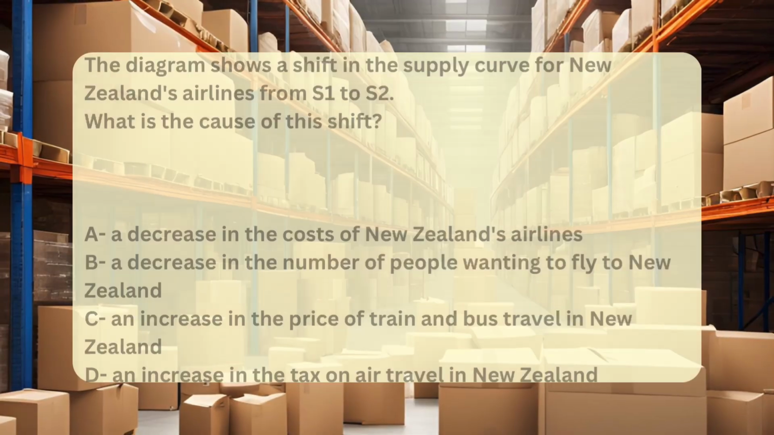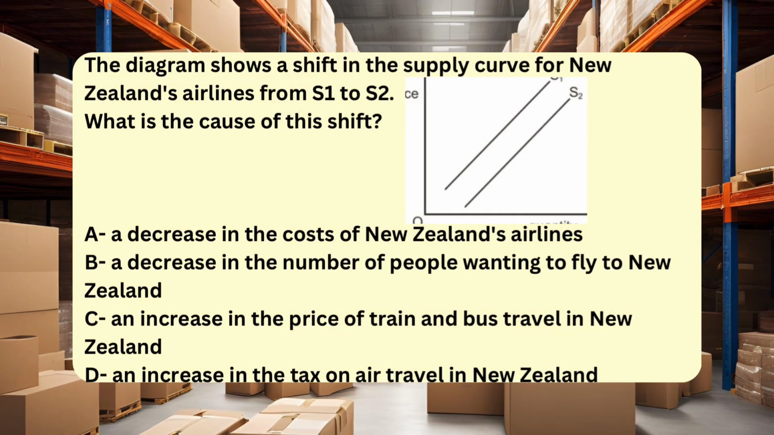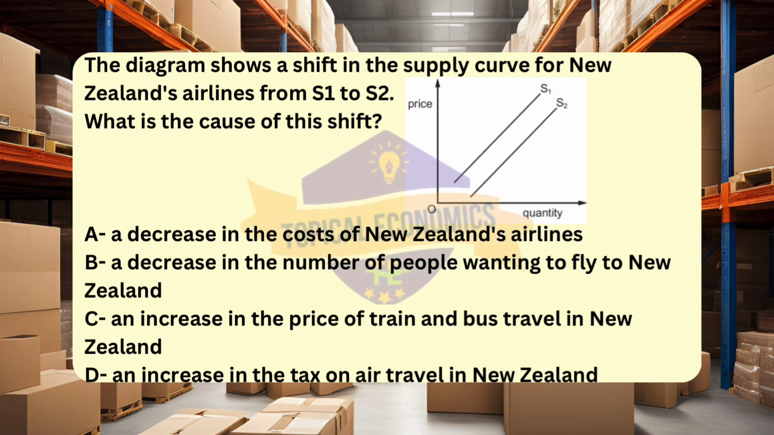Moving to question 2. The diagram shows a shift in the supply curve for New Zealand's airlines from S1 to S2. What is the cause of this shift? A. A decrease in the costs of New Zealand's airlines. B. A decrease in the number of people wanting to fly to New Zealand. C. An increase in the price of train and bus travel in New Zealand. D. An increase in the tax on air travel in New Zealand. Reference, 2021 October-November version 3. The correct answer for this question is option A.